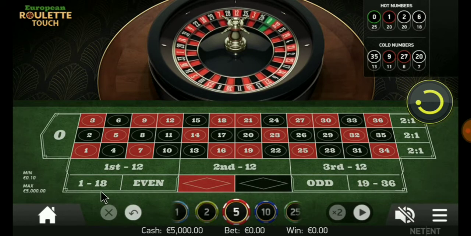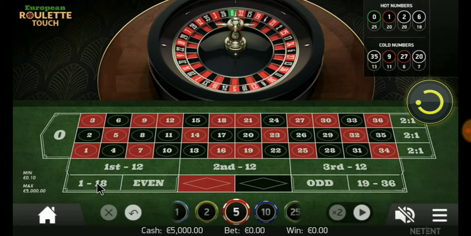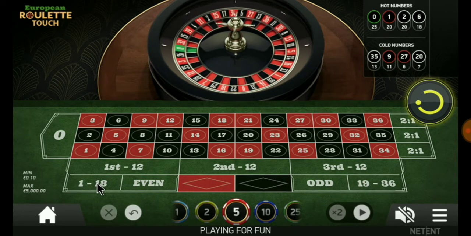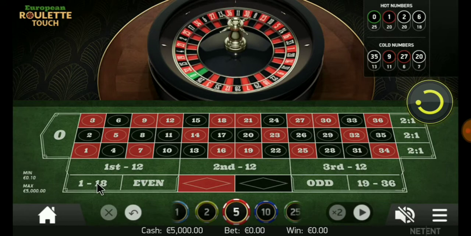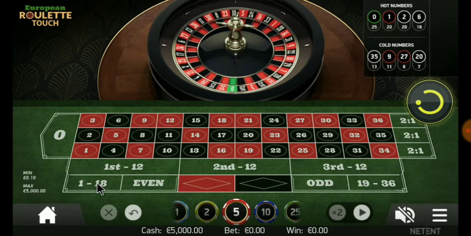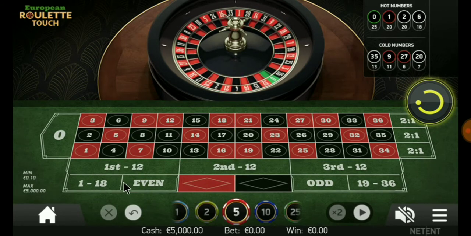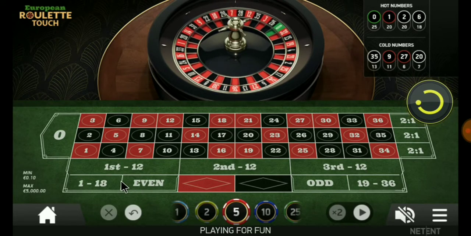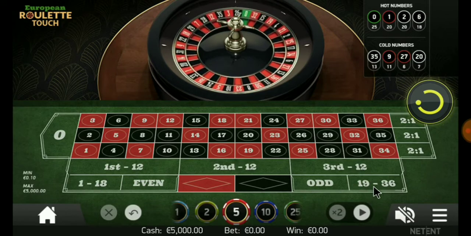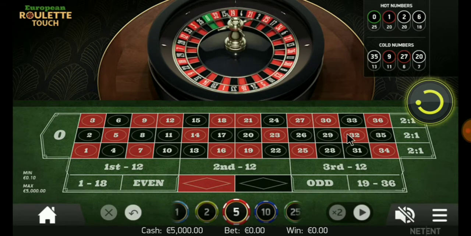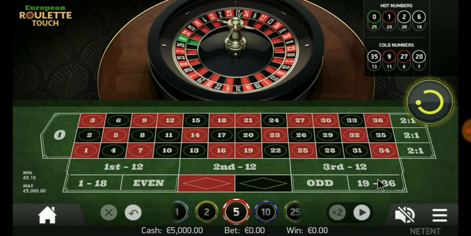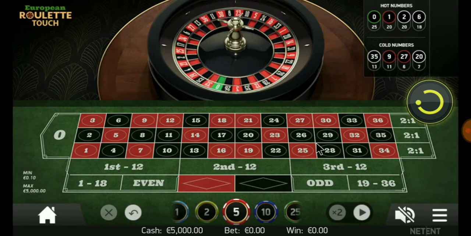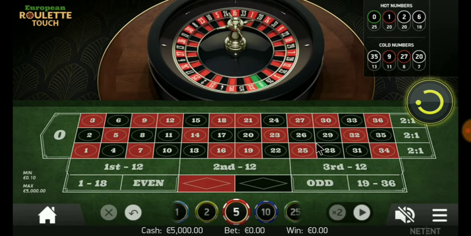The one that is below, 1 to 18, if you place the bet over here, you're selecting half the table, and the odds are 1 to 1. So if you place any amount, let's say 100, and your ball lands anywhere between 1 and 18, then you get 100. That means if you place a bet of 100, you get 200 back if you win. And it goes for here also, 19 to 36. If the ball lands on any of them, you will win the amount that you placed, simply doubling your money.